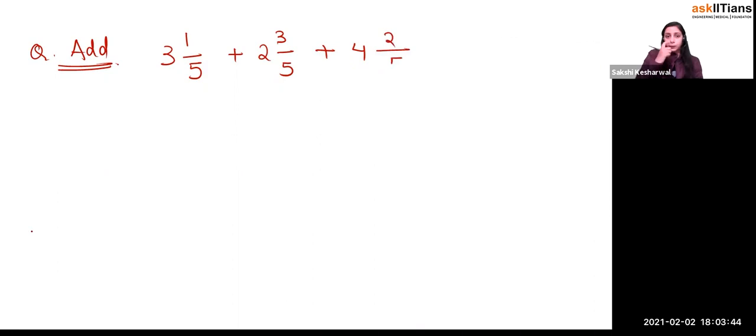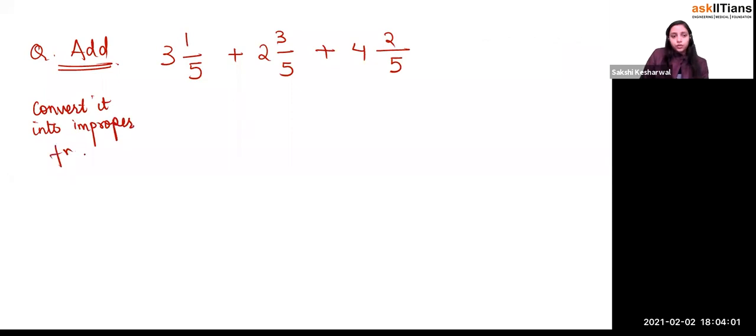2 by 5. Now, just see. This is the question in addition of like fractions. What you have to do is first convert these into improper fractions. Convert it into improper fractions, right? So this will be 16 by 5, this is 13 by 5, and this is 4 into 5, 20, 20 plus 2 is 22 by 5.